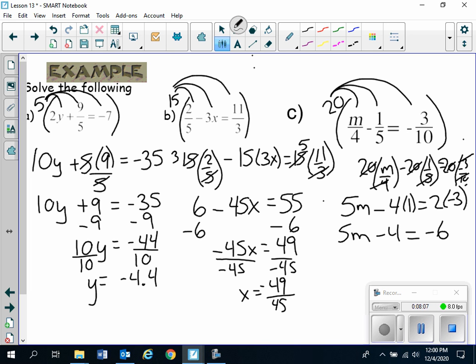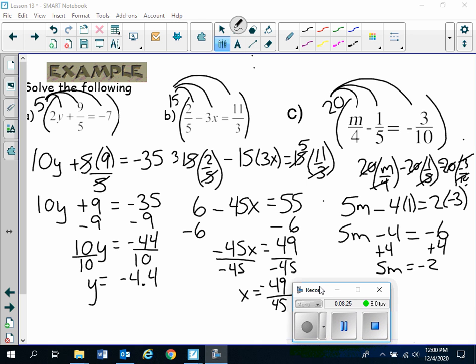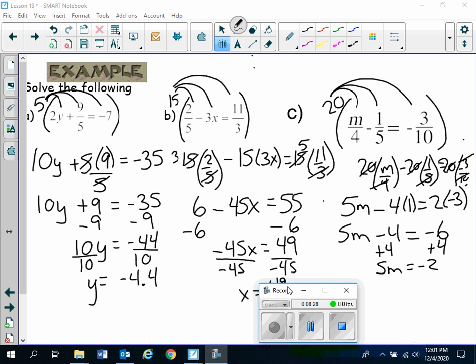And now we're going to work on getting m by itself. We have to get rid of the outside first. So that negative 4, we're going to add 4 to both sides. And then we're going to divide by 2. Or sorry, divide by 5. And equals negative 2 over 5.